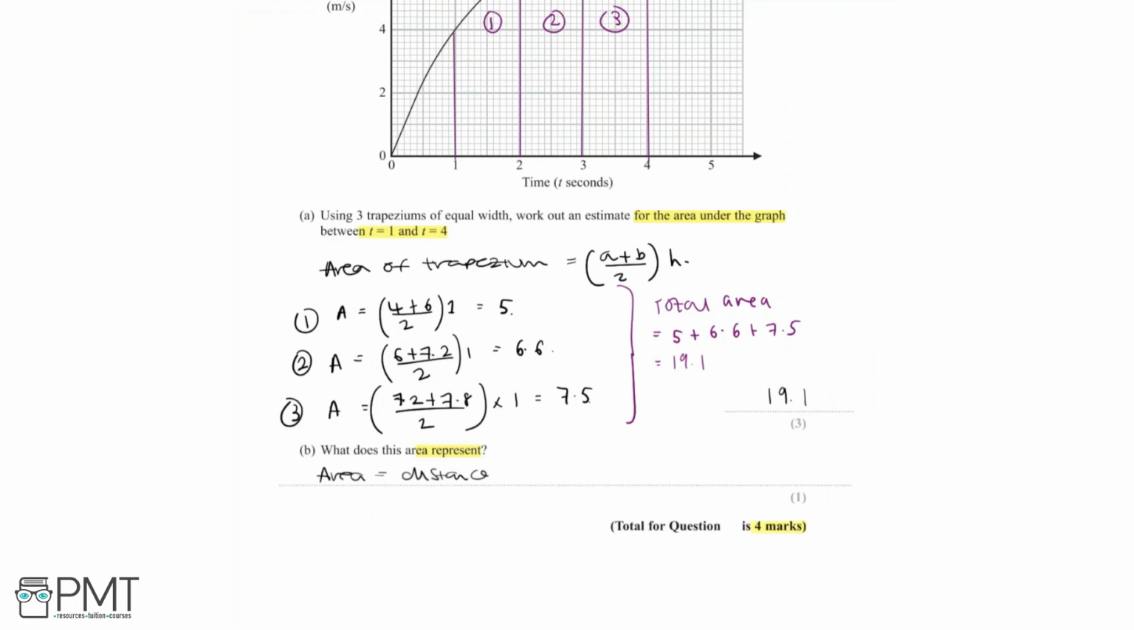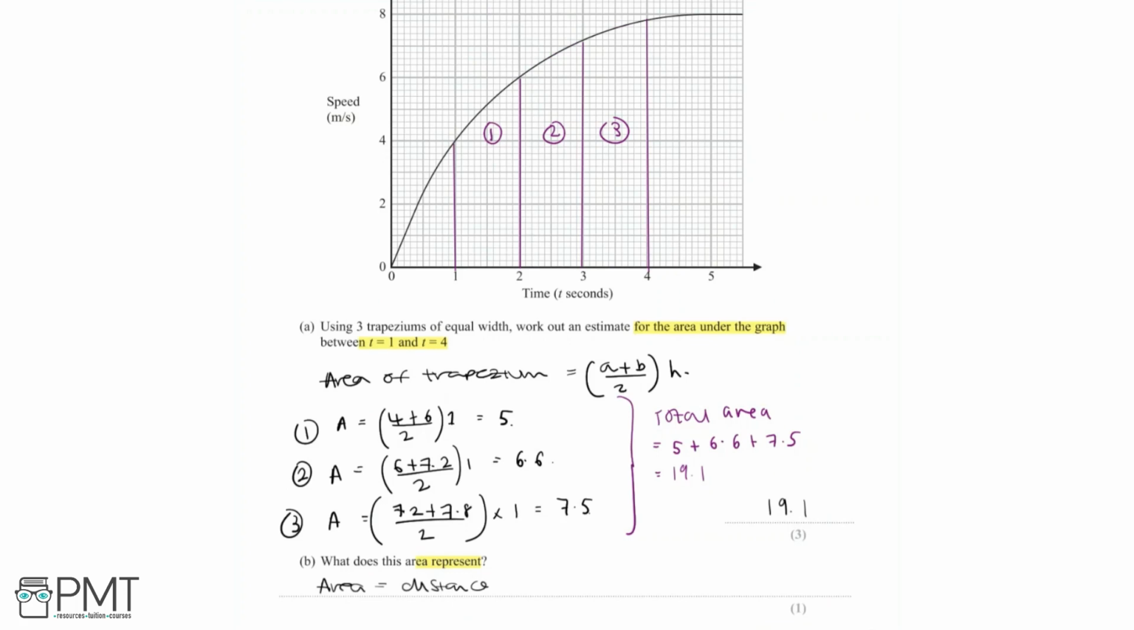Now this question is worth 4 marks. We get the first mark for splitting our area into 3 trapeziums of equal width, and for knowing that to find the area of a trapezium, we need to use (a plus b) over 2 multiplied by the height. We get the second mark for finding the area of each trapezium and adding them together in order to find the total area.